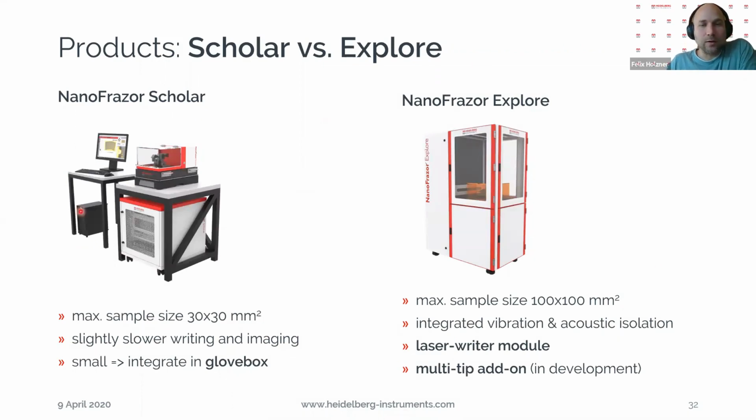So at the moment, we are selling two machines. One is the Scholar, the other one is the Explore machine. The Scholar is smaller, so it fits also into a glove box. You usually work with smaller sample sizes. And the Explore system has this integrated laser writer module. Also, this will be compatible with a multi-tip add-on, and it allows you to write on up to 4-inch wafers. So these are the main differences.